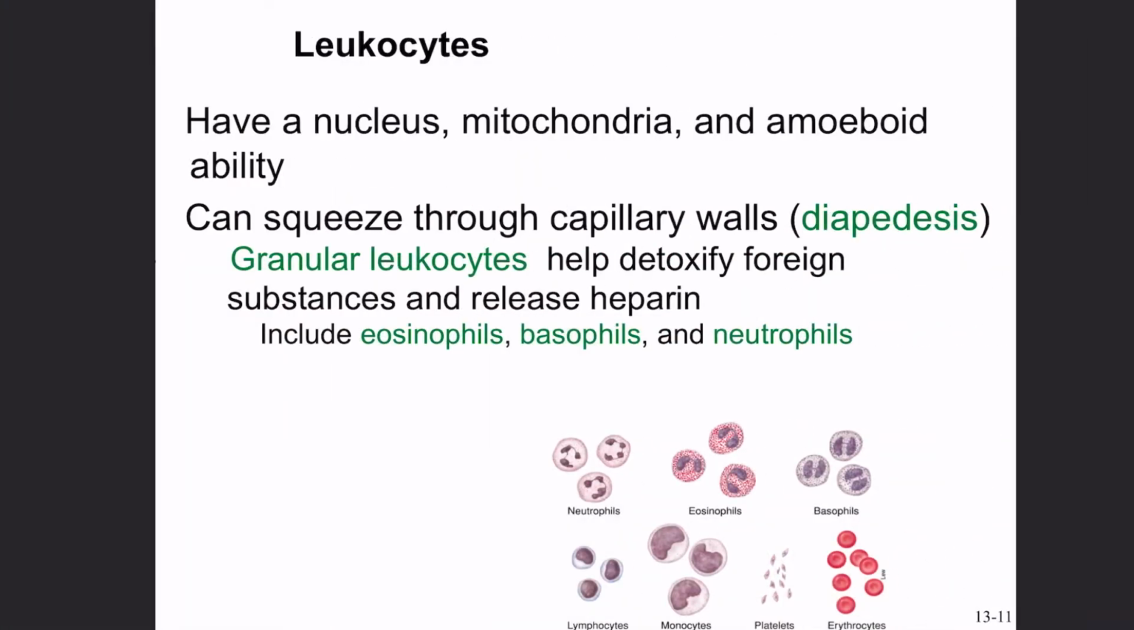So leukocytes, in comparison to the erythrocytes, they are full cells. They have a nucleus, they have organelles, and they even have this amoeboid ability. And what that means is that they can move around like an amoeba. They can grasp things like an amoeba, and they have this phagocytotic capability too. They can actually do something really interesting where they can squeeze in and out of capillary walls. This is called diapedesis, and that allows them to go to the specific area of infection. They can move around to specific areas of infection because they are the cleanup crew.